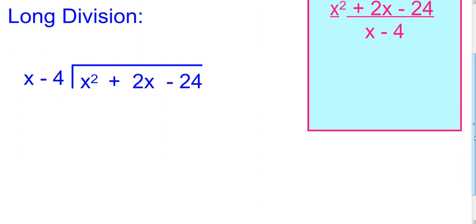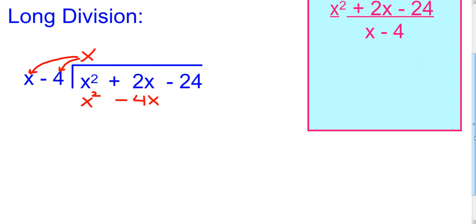All right, so now what you're going to do is this. You're going to look at this first term out here, and you need to figure out: 1x times what should I put right here that I could multiply by to get x squared? So x times what would give me x squared? And hopefully you can figure out that that would be x. So that's what I'm going to put right here. Okay, and now you're going to take that x and distribute it. So x times x is x squared, and x times negative 4 is negative 4x.